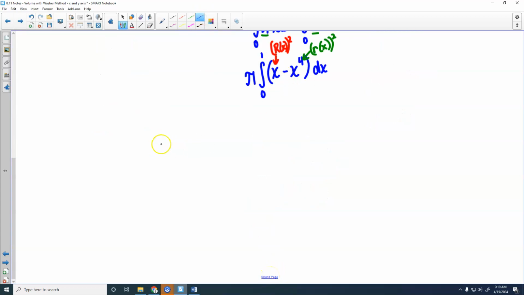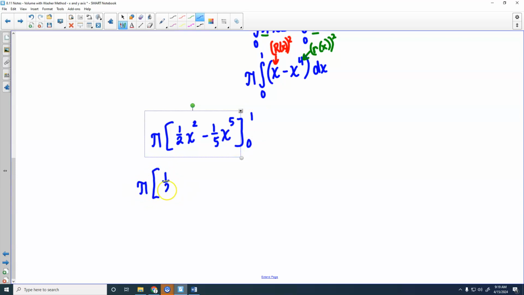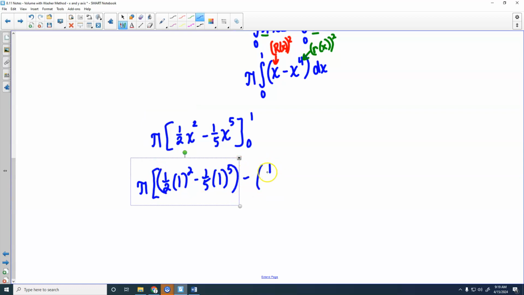It's not very difficult to do by hand. So whenever you integrate, you're going to get x squared over 2. And then here you'll get x to the 5th over 5. And you are integrating from 0 to 1. So that is going to be 1/2 times 1 squared minus 1/5 times 1 to the 5th, minus 1/2 times 0 squared minus 1/5 times 0 to the 5th.